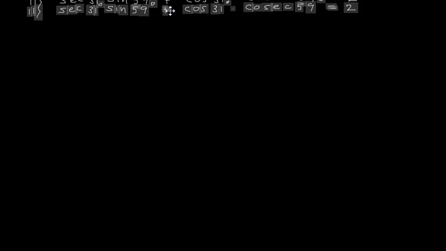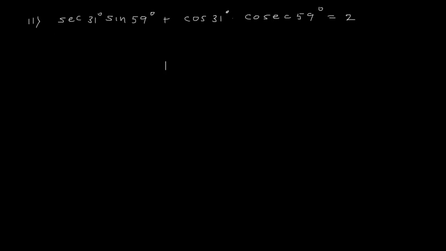Here in this question we have to prove that this is equal to 2. Now we know that 1 plus tan square theta is sec square theta. So sec and cos for the same angle will be 1, okay. Sec theta into cos theta is 1, sin theta into cosec theta is 1. So let us try that thing.